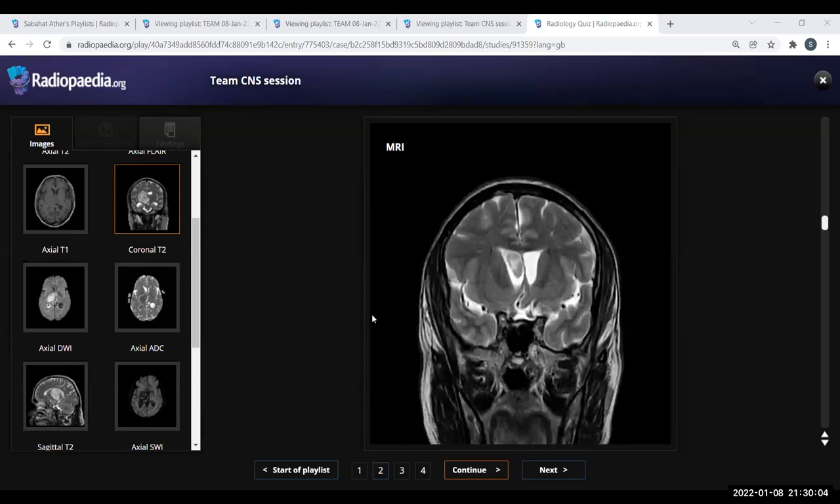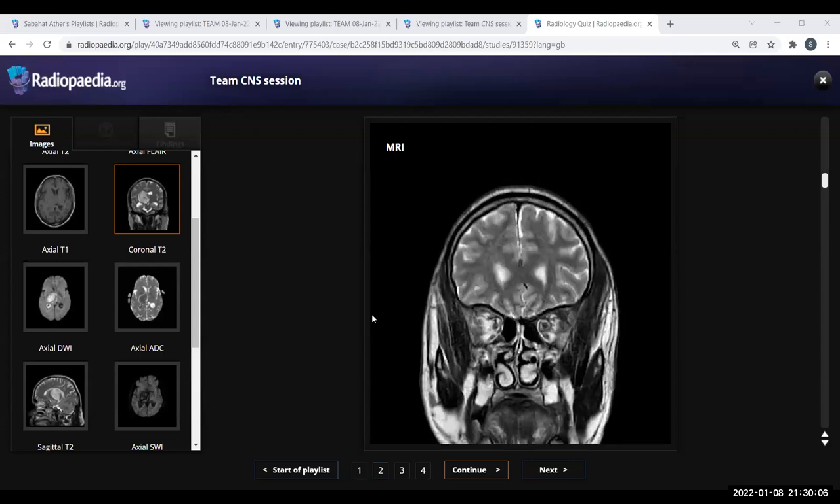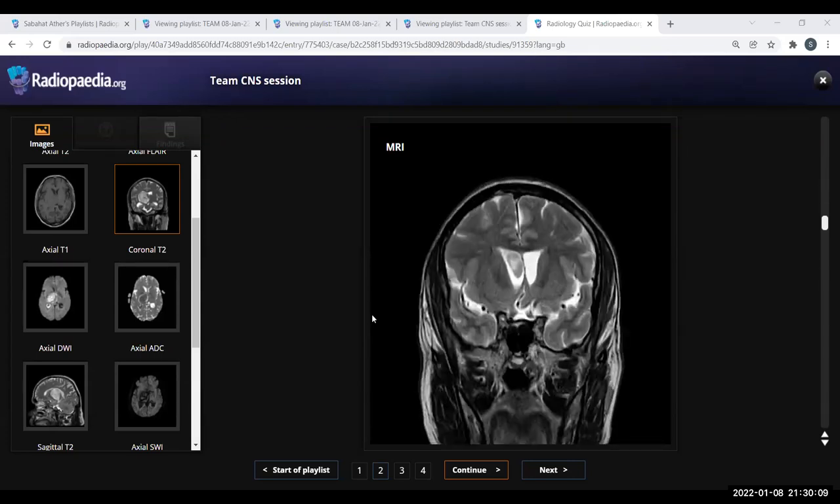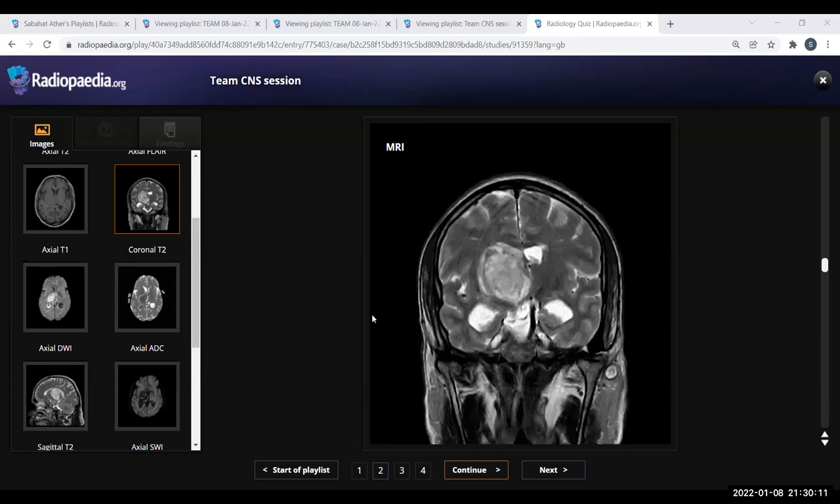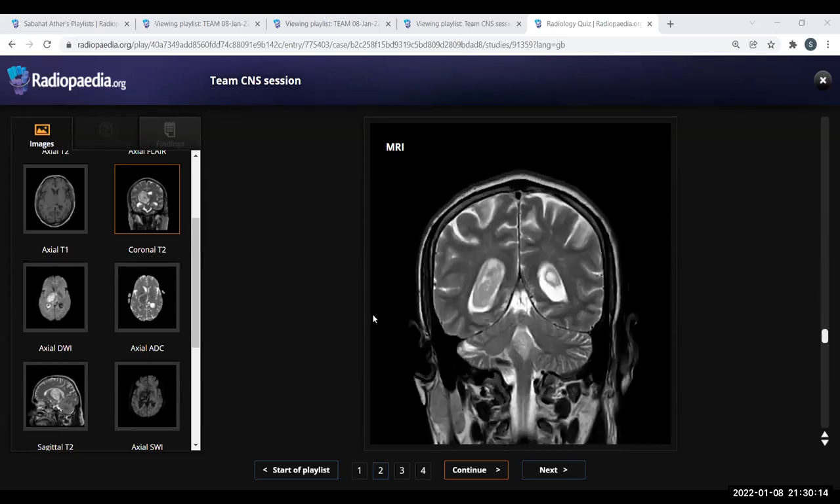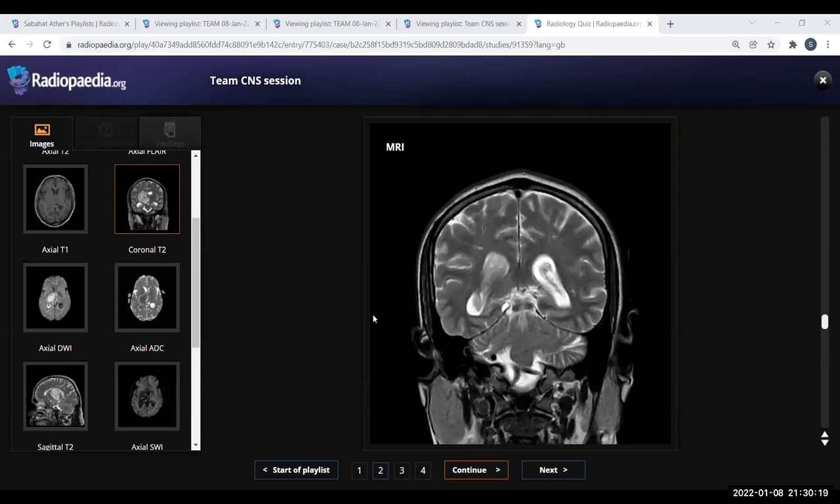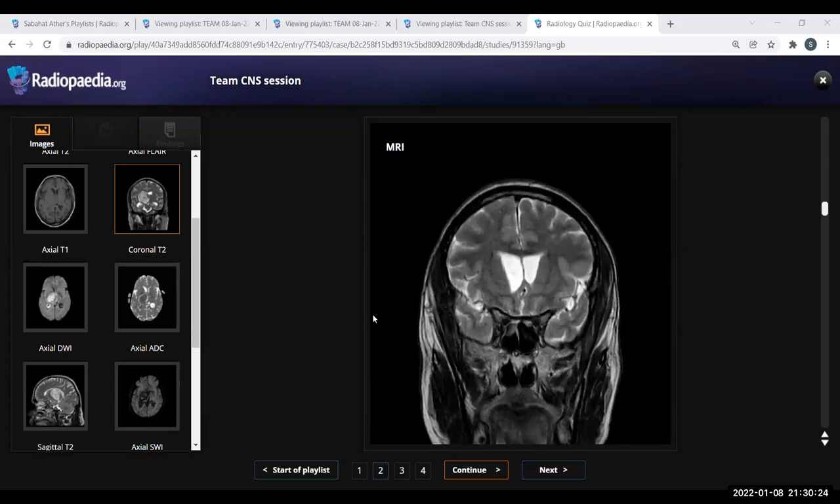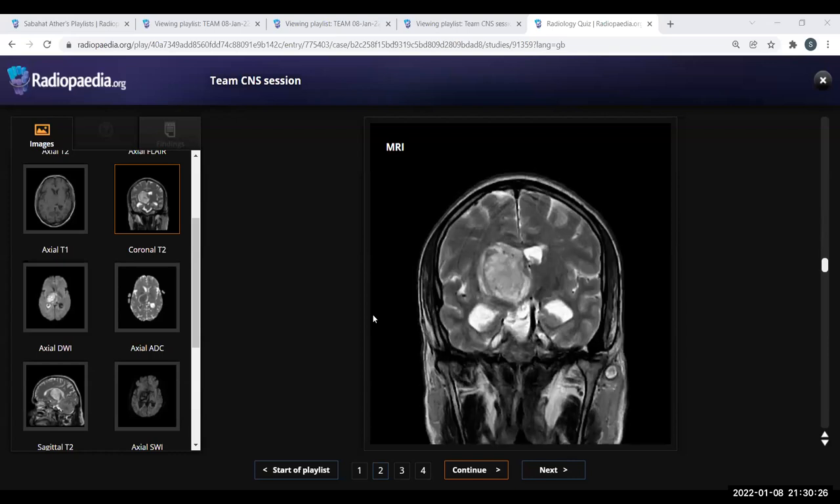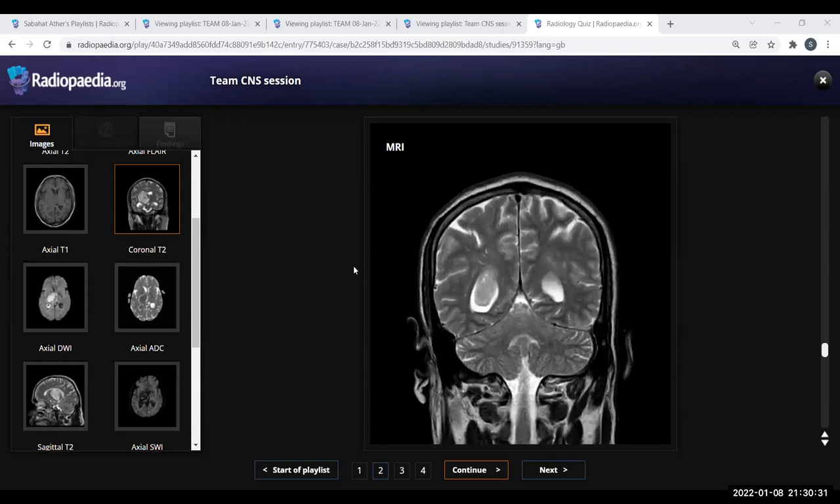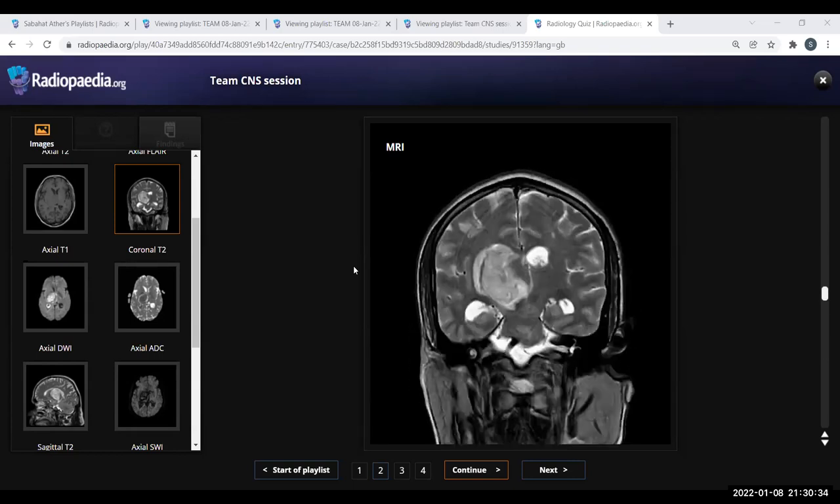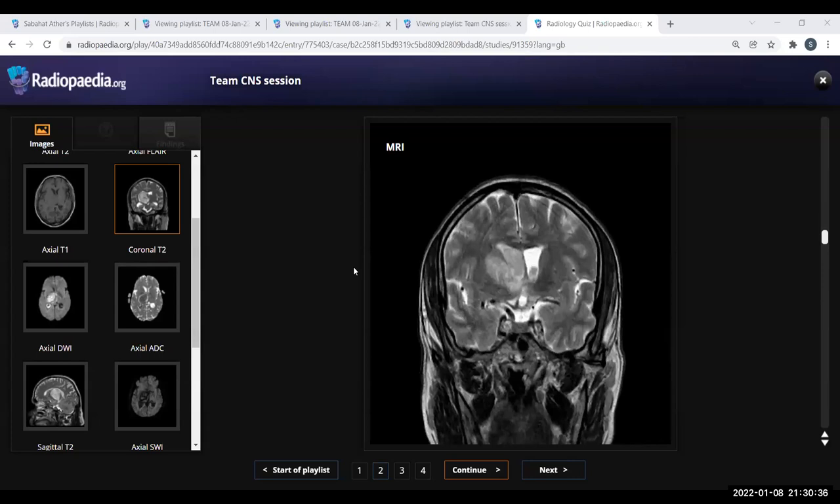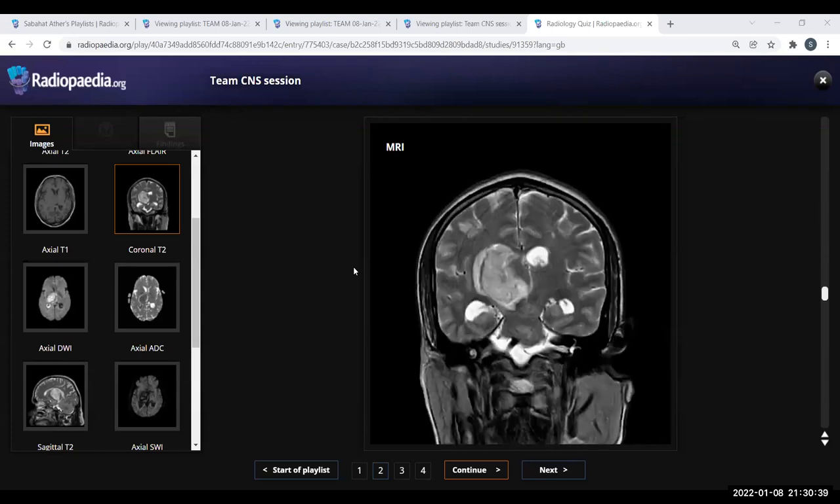Would you want to ask me anything in the clinical presentation? So the patient has an acute history of left-sided weakness, adult patient. Sudden history. Is there any history of trauma? No history of trauma, no fever. Okay. I don't see a lot of blood vessels there.